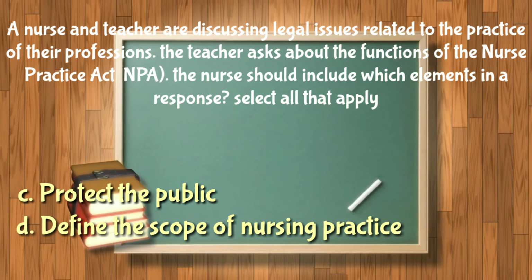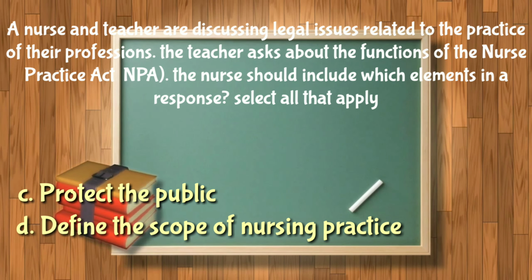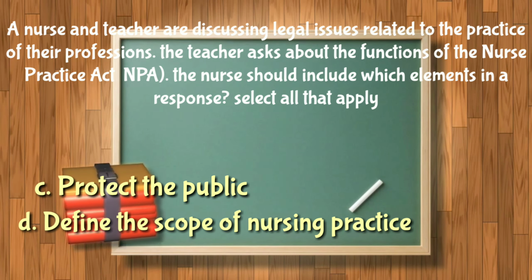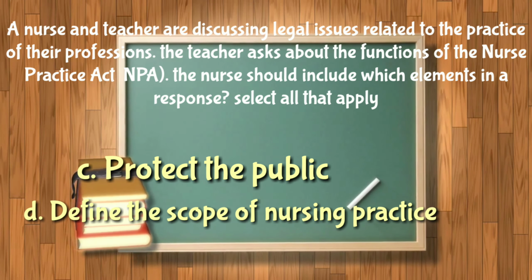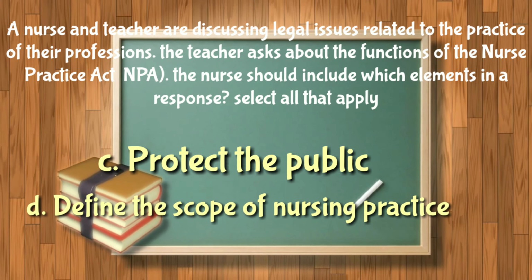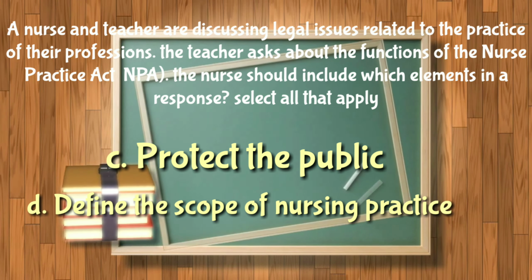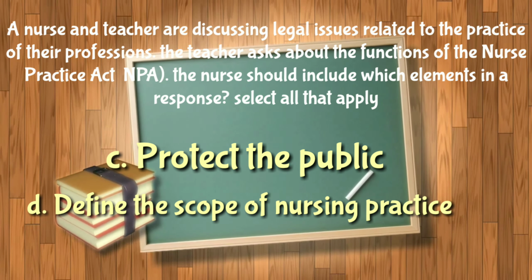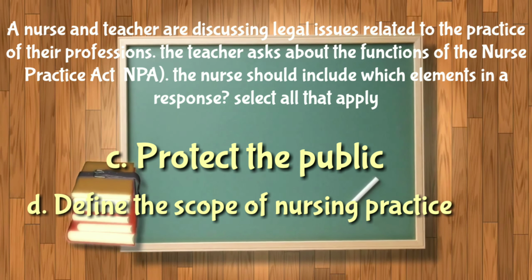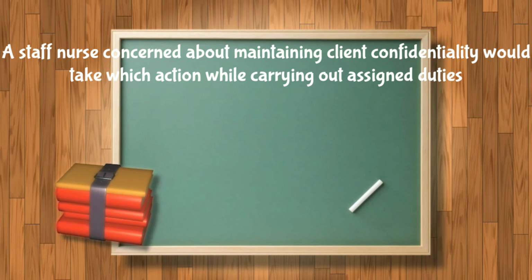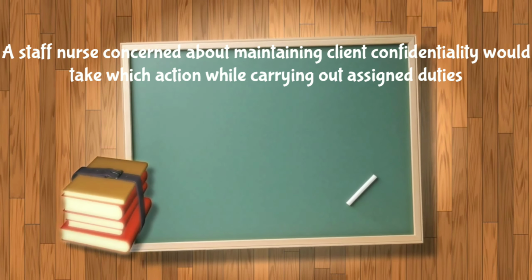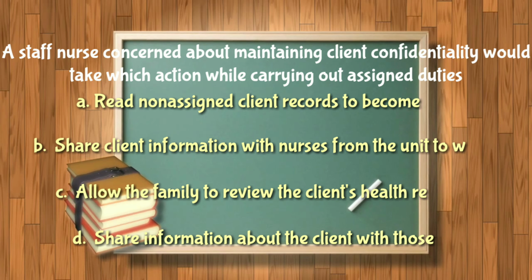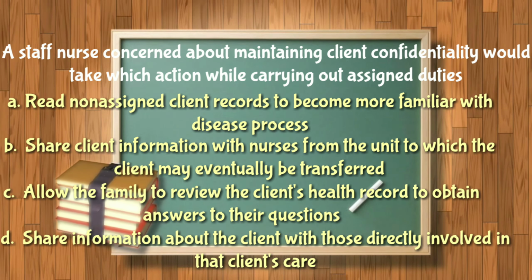Now you are left with letter C and letter D, which is the correct answer. An NPA serves to protect the public by setting minimum qualification for nursing in relation to skills and competencies. One way it fulfills responsibility to protect the public is by defining the scope of nursing practice in that state or province. So for number 9 question, a staff nurse concerned about maintaining client confidentiality would take which action while carrying out assigned duties?